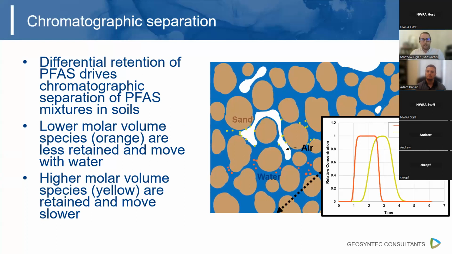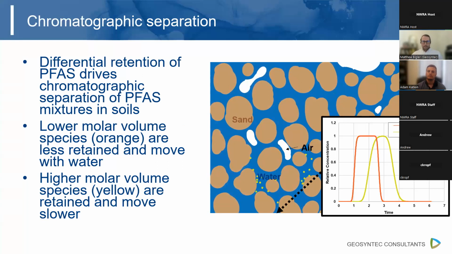And you can see that our lower molar volume PFAS aren't retained as much, right? And so if we apply a mixture of the two, the orange and the yellow up at the top, our orange is going to break through much quicker than our yellow. And that's because our higher molar volume species are retained at the soil water interface, at the air water interfaces. And so they move much slower than our lower molar volume species.